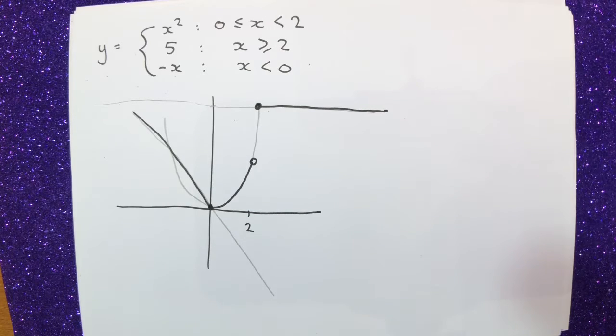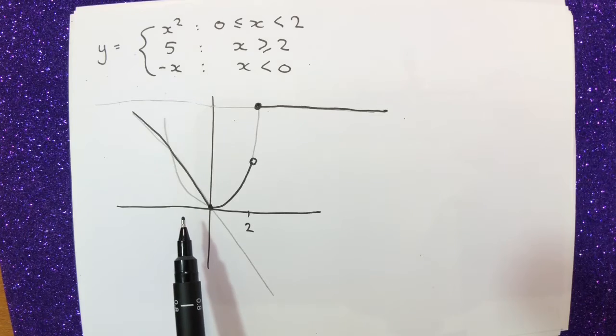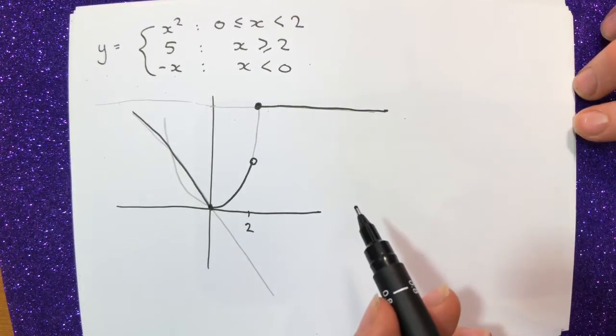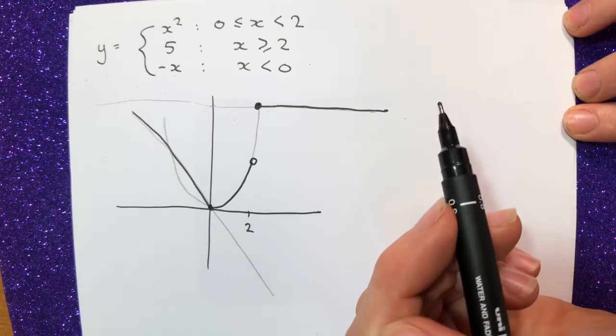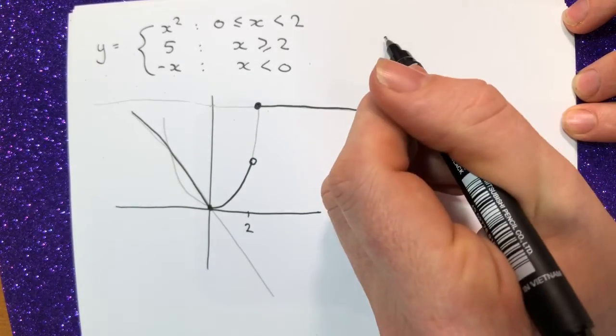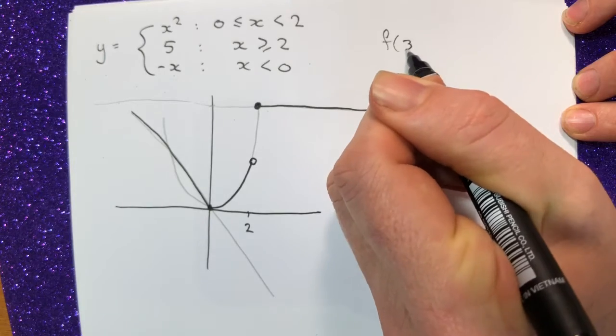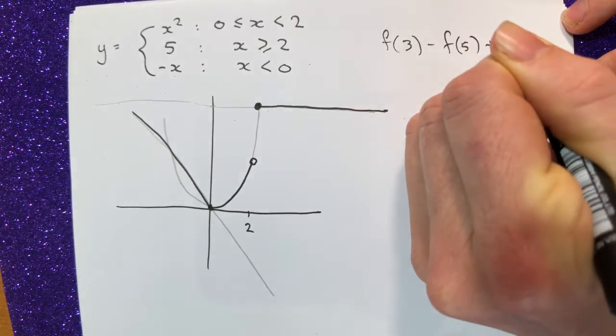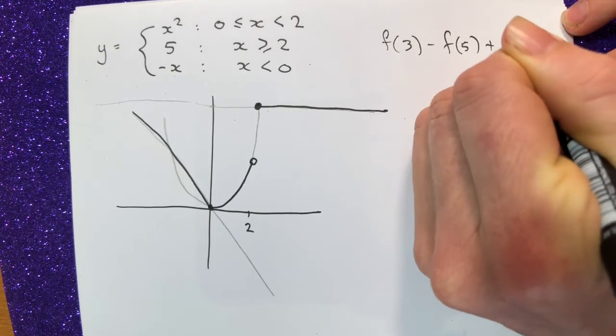Now as you can see, we can separate it because at various times, depending on what the x value is, depends on which function we're looking at. If we can sketch the function, sometimes it's easier to do that first, and then you might answer questions like what's f of 3 minus f of 5 plus 4 lots of f of negative 1.